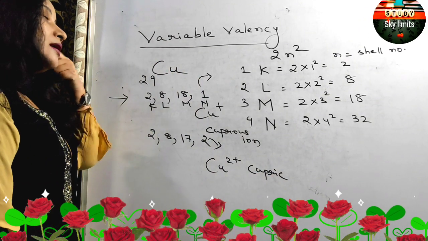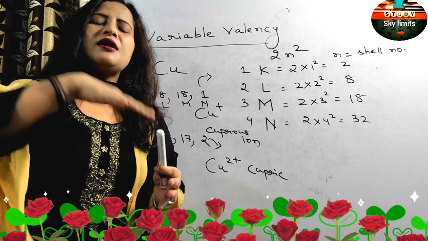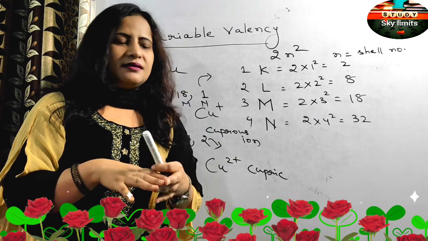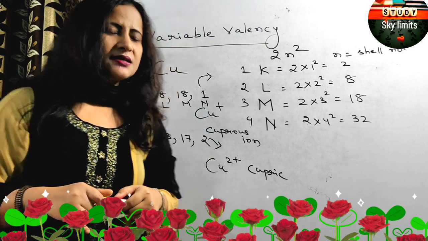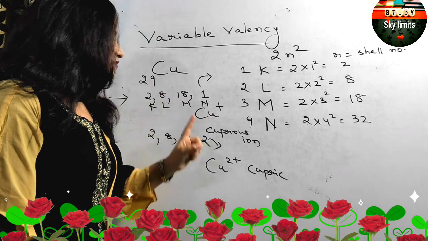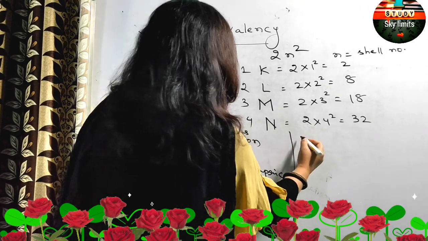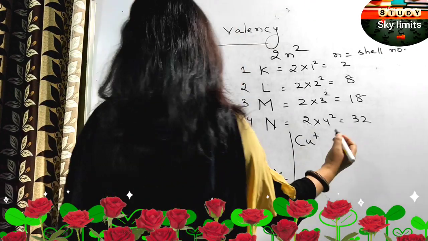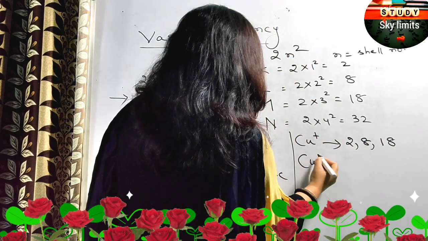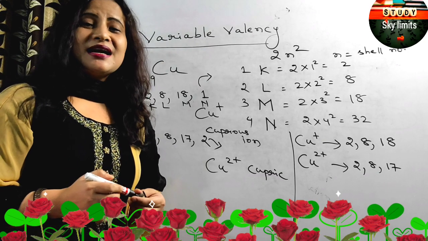So for variable valency, for your class you need to remember this much: sometimes, apart from the valence shell, electrons are also lost from the penultimate shells. The detailed study is not needed for you now for this class. But you have to understand the concept that electrons are also lost from the penultimate shells, and because of this, certain elements show variable valency. So what will be the electronic configuration of cuprous ion? It will be 2, 8 and 18. What will be the electronic configuration of cupric ion? 2, 8, 17. Right, 2, 8, 17.